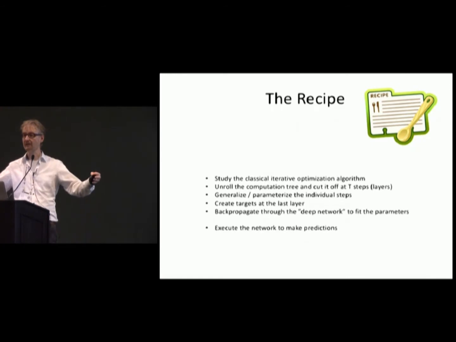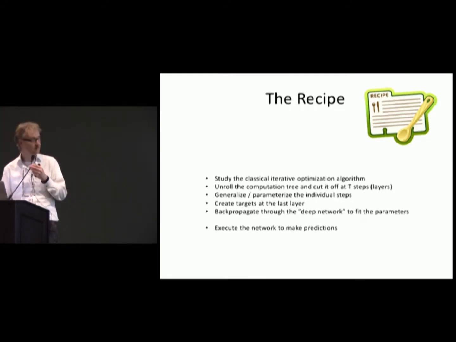And you unroll that for a fixed number of steps, let's say t steps, and you call that layers in a neural net. And then you generalize: you look at these updates and think, let's make them more general. Let's inject parameters in that update. Let's abstract the updates away from what they look like if designed by a human. And then you create targets at the last layer. This is not always trivial, but you have to go to some meta level to create a supervised learning algorithm where there are targets.